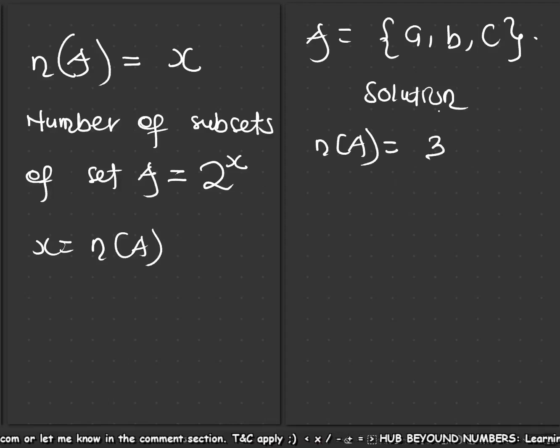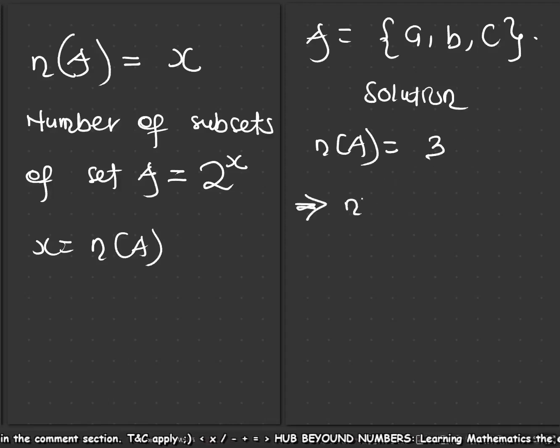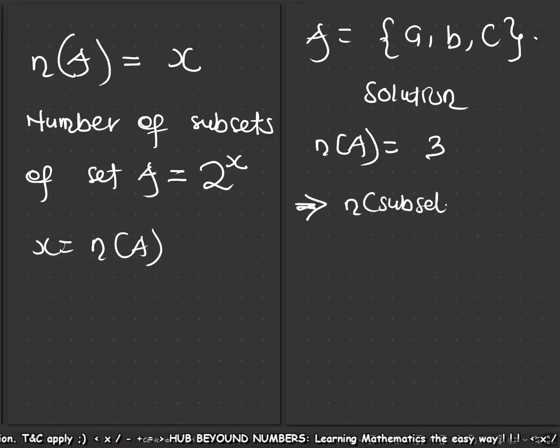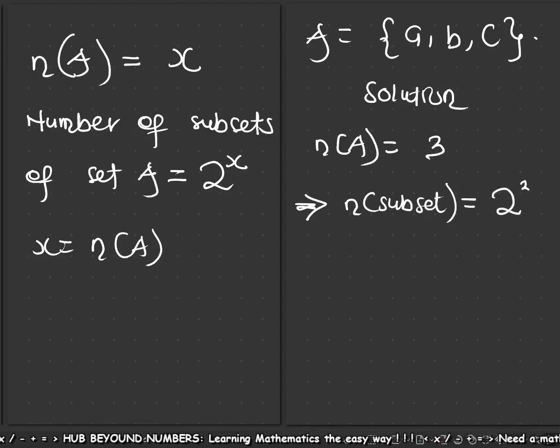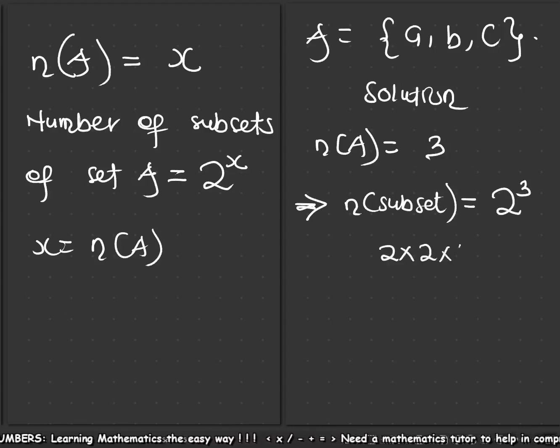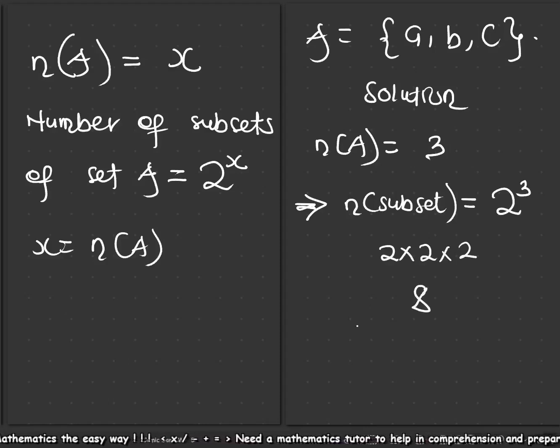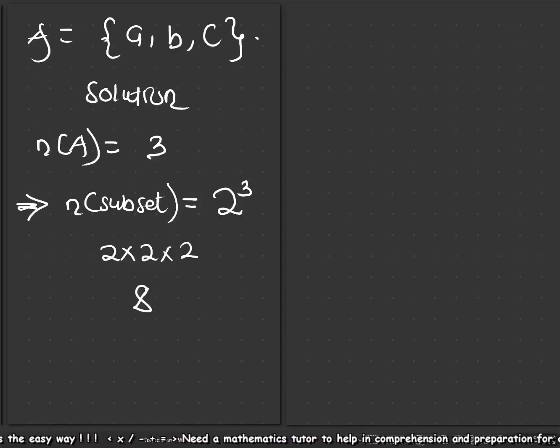You see, A has 3 elements. This implies that the number of subsets of set A is going to give us 2 raised to the power 3. And we know 2 raised to the power 3 gives us what? 2 times 2 times 2, which is what? 8. So we say, hence, A has 8 subsets.